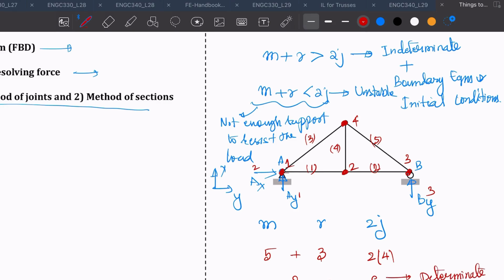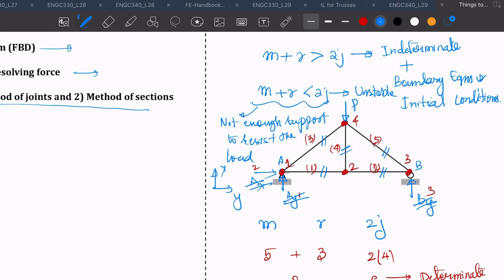Which means that using only the equilibrium equations, I can find all my unknown forces. And what does it mean? I can find AX, I can find AY, I can find BY. If you apply a load, let's say you're applying load P, I can find AX, AY, BY. I can find this member force, this member force, this member force, this member force, and this member force. So all the member forces plus the support reactions I can find just using the equilibrium equations.